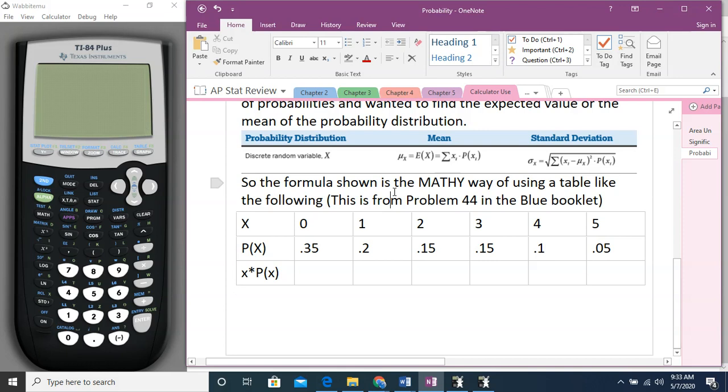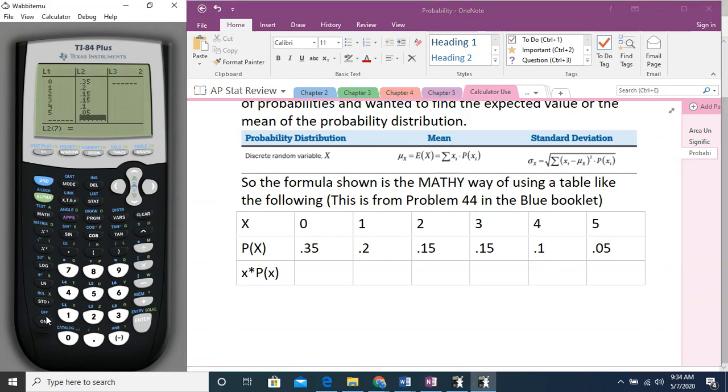In problem 44 in the blue book, if you want to just take a look at it, I'm not going to read it. I'm going to calculate expected values from it and show you where the things come from. But this one's looking at technical support for telephone lines being used. So we have this being the number of telephone lines, and this is the probability for each happening. So in my calculator, I put in list 1, 0 through 5. So list 1 is my x's. List 2 are my probabilities.